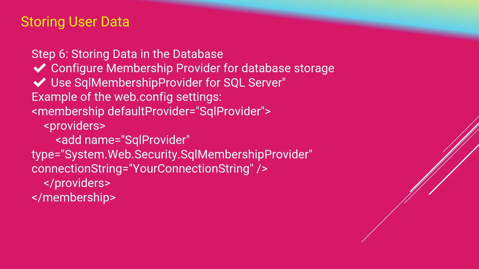To store user data in a database, you need to configure a membership provider. The default provider in ASP.NET is the SQL membership provider, which stores user information in a SQL Server database. You will need to update the web config file to include the connection string for your database and the provider configuration, as given in the example.